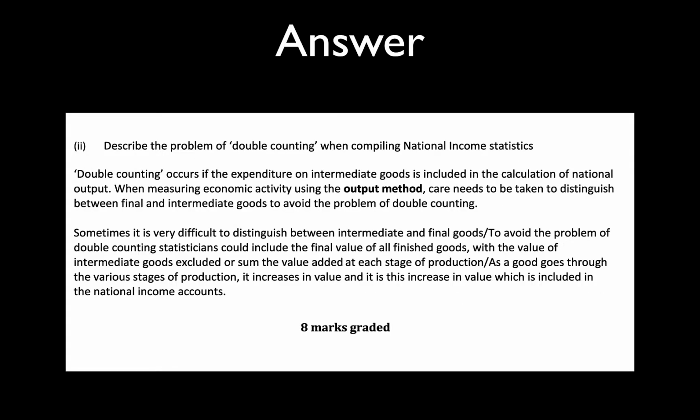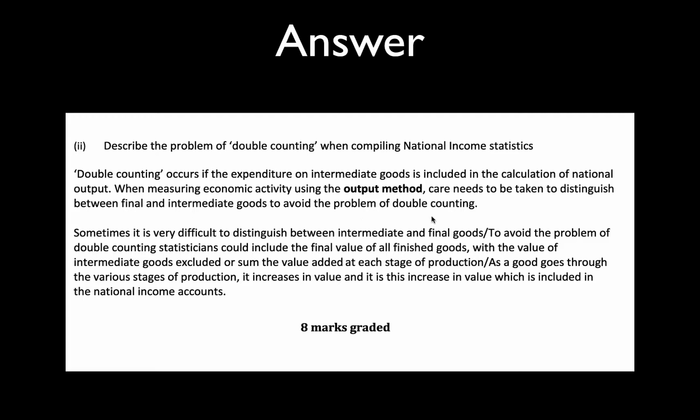Now, this idea about double counting. Double counting occurs if the expenditure on intermediate goods, that was the wood that I chopped down for Duffy and then the tables and chairs that Duffy sold to Skian, and they're intermediate goods, is included in the calculation of national output. When measuring economic activity using the output method, care needs to be taken to distinguish between final and intermediate goods to avoid the problem of double counting.